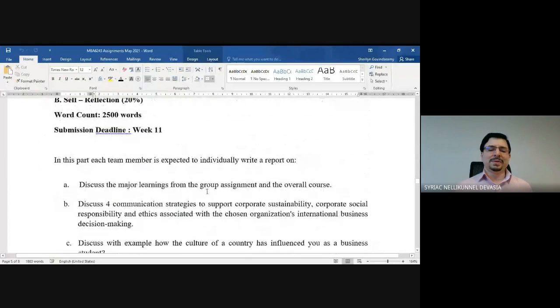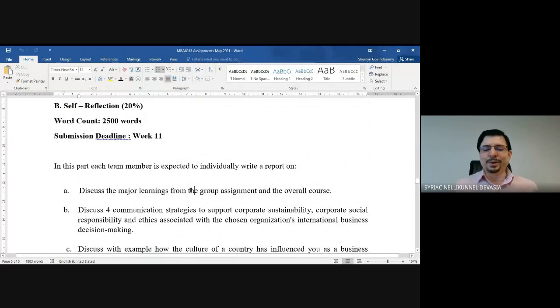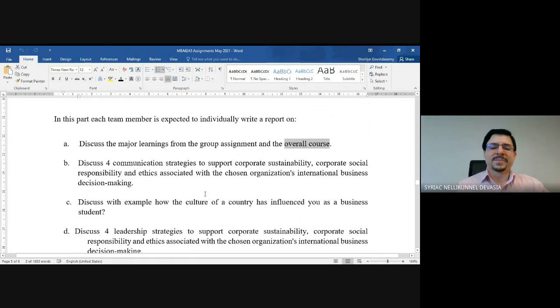So this has to be your own writing. You won't get it from the internet. Okay, so please write in your own words what you learned from the group assignment and then what you learned from the course. So that carries 25 marks. Okay, so 12 marks you can talk about what you learned from group assignment. Then another maybe 13 marks you talk about what you learned from your overall course. Clear? Did you understand question number 1?